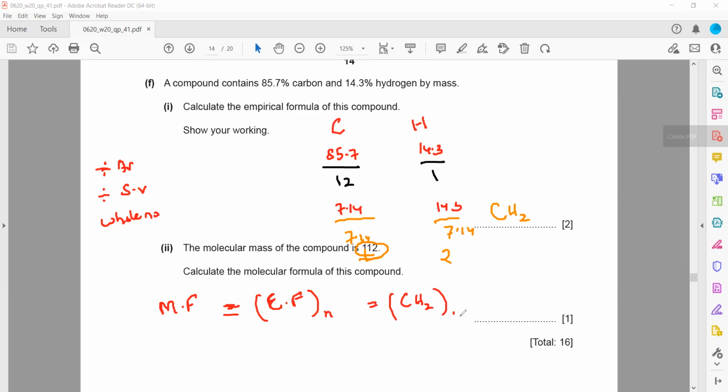Then what about the value of n? How to get the value of n? n is equal to the molecular mass of the compound divided by the empirical mass. The molecular mass of the compound is given, which is 112, in the question. But how to get the empirical mass? For the empirical mass, you will use a periodic table.